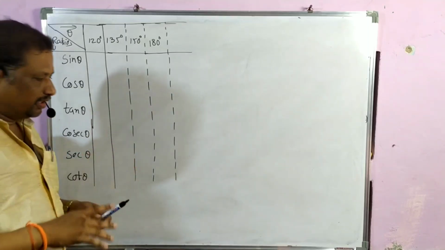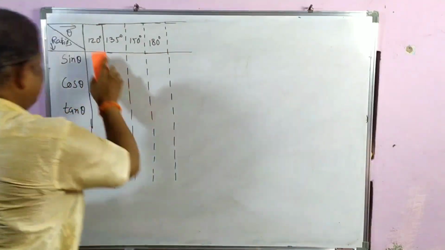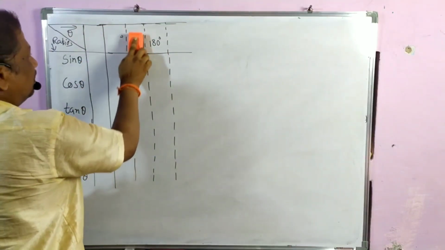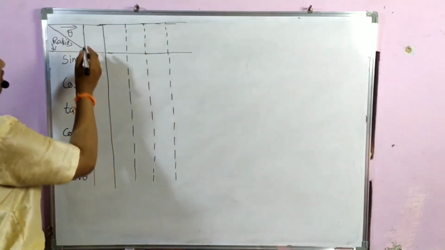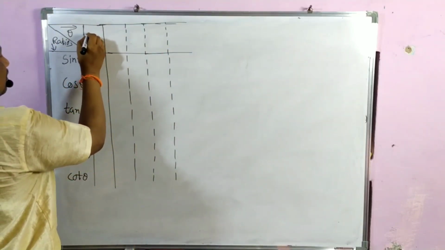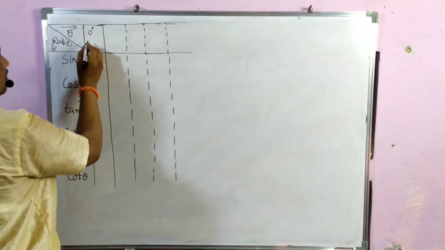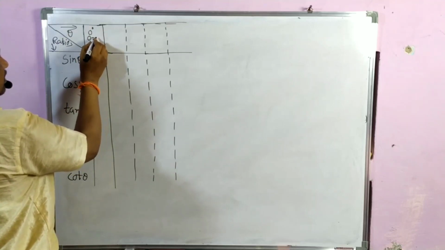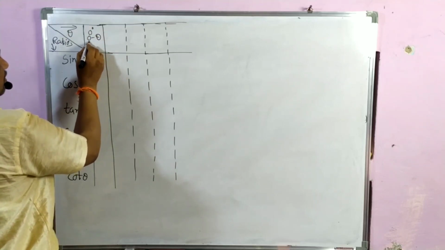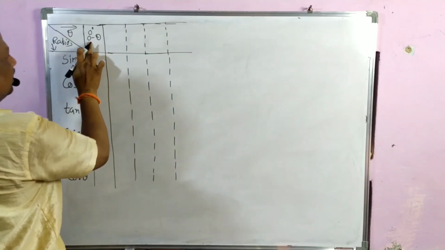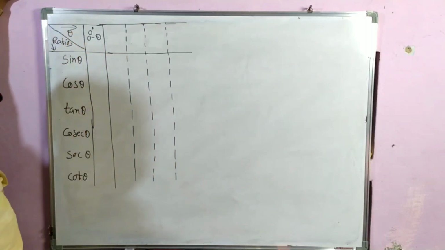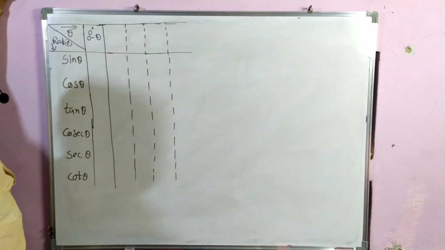Now before that we take the main table. After this we will come to the angles. What does that mean? 0 degrees, 0 minus theta, 0 plus theta. So first quadrant we take. In first quadrant, 0 minus theta, 0 degrees, 0 minus theta.